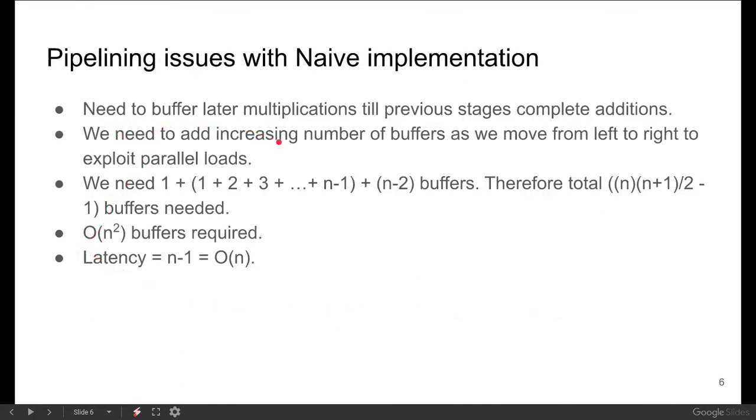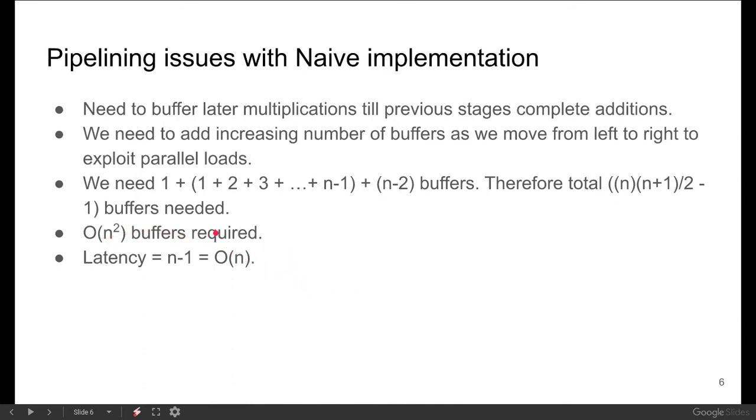So now let's look at the pipelined implementations of both the naive as well as the optimized approach. In the naive approach, we need to buffer later multiplication stages till the previous stage is complete. As we saw in the earlier slides, the later multiplications had to wait before the output could be consumed because the previous multiplication didn't finish the addition operations. So we need to add an increasing number of buffers as we move from left to right to ensure correct pipelining.